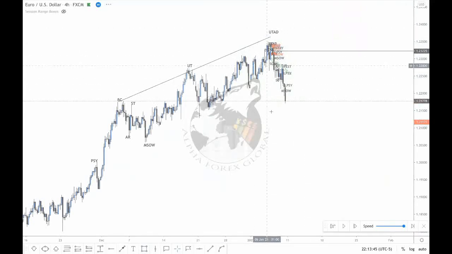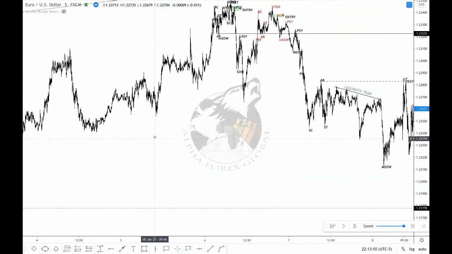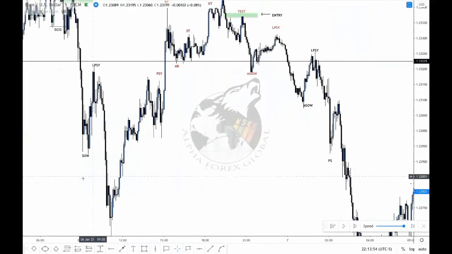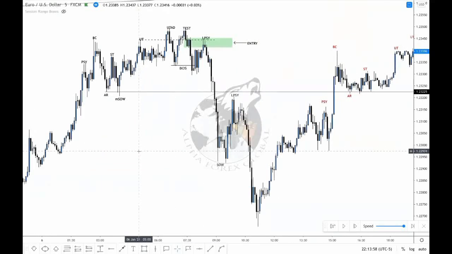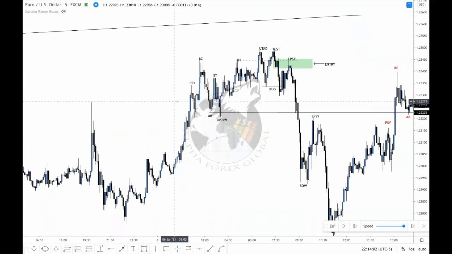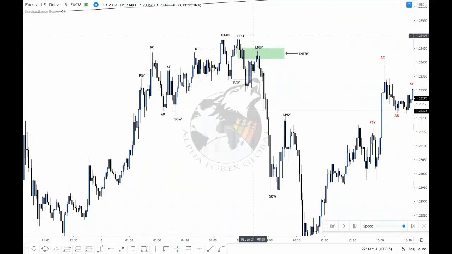If I go on the lower time frame, this is what is within this UTAD right here. And what is this? This is another schematic. So a schematic can be used to get your entries precise. Right where there is the last drive on the divergence, you see a schematic present here, which means that this is where I want to start looking for my entries.